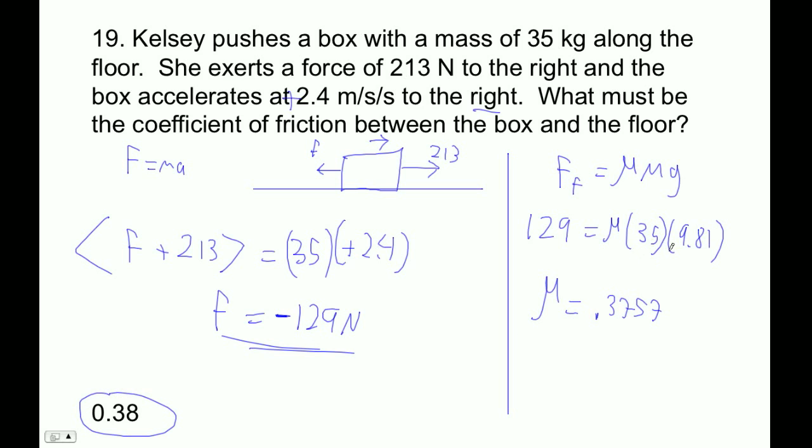Since it's the ratio of force, this would be the force of gravity, that would be the force of friction, force to force, right? Friction force to normal force, right? Then it's just a pure number.